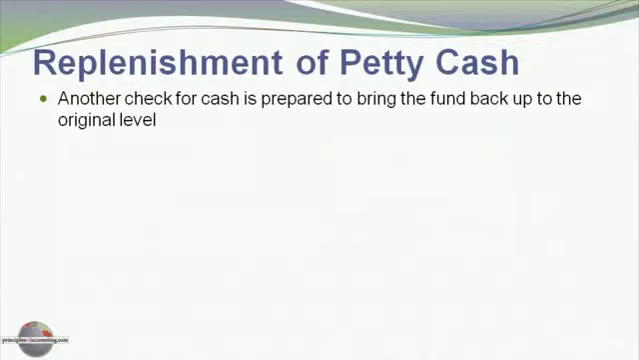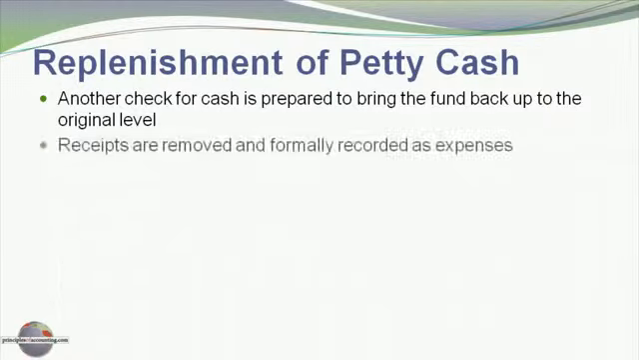Next, let's turn our attention to the replenishment of the petty cash fund. Whenever a fund needs to be replenished, another check is made out to cash that's taken to the bank and cashed. The amount of that check is the amount that's necessary to bring the fund back up to its original level. So that should also correspond to the receipts that are in the box. So the receipts are removed and they would be formally recorded as expenses.